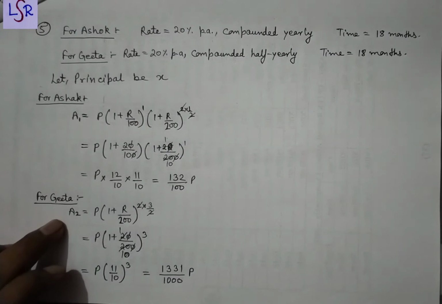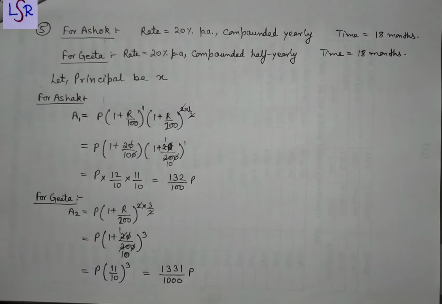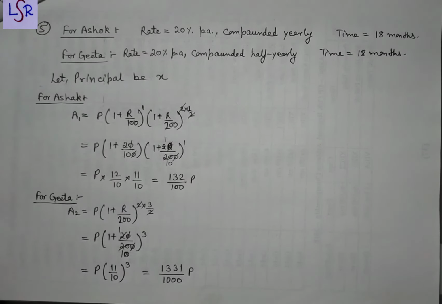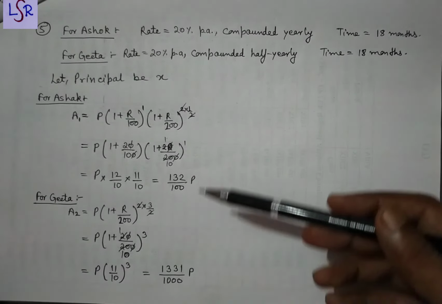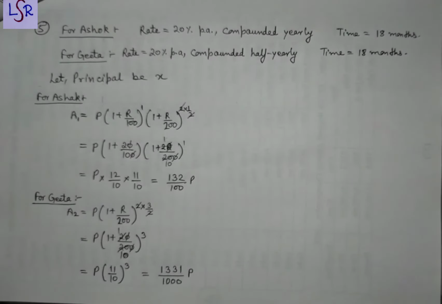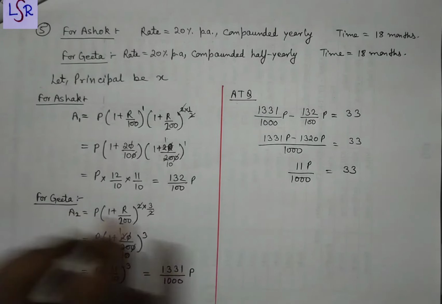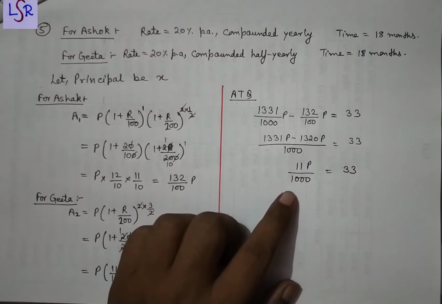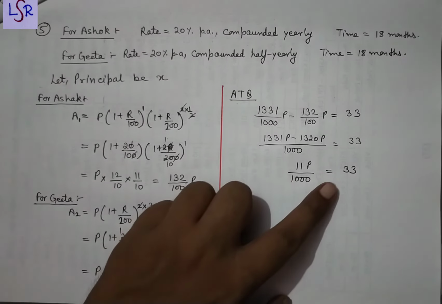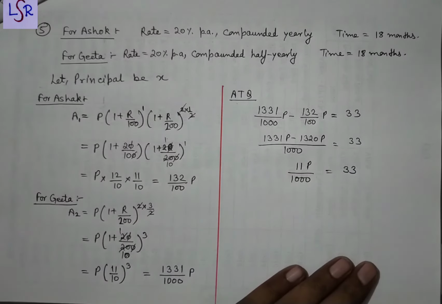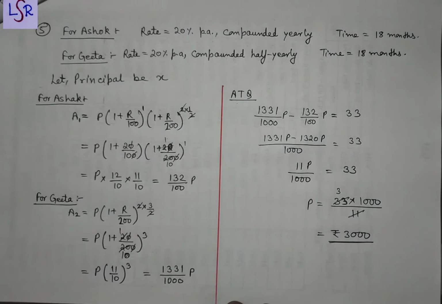Now in the question it has been given that Geeta earns 33 rupees more than Ashok. This means the difference of this number and this one is 33. So according to the question, we get this. Now we'll solve for P. After taking LCM we have got this, then we have subtracted. Now we'll transpose to get the value of P as rupees 3000.